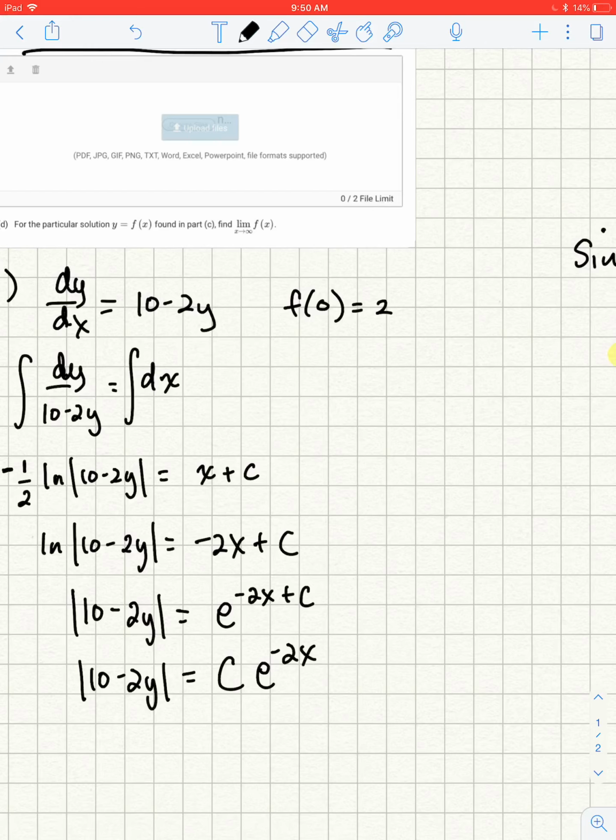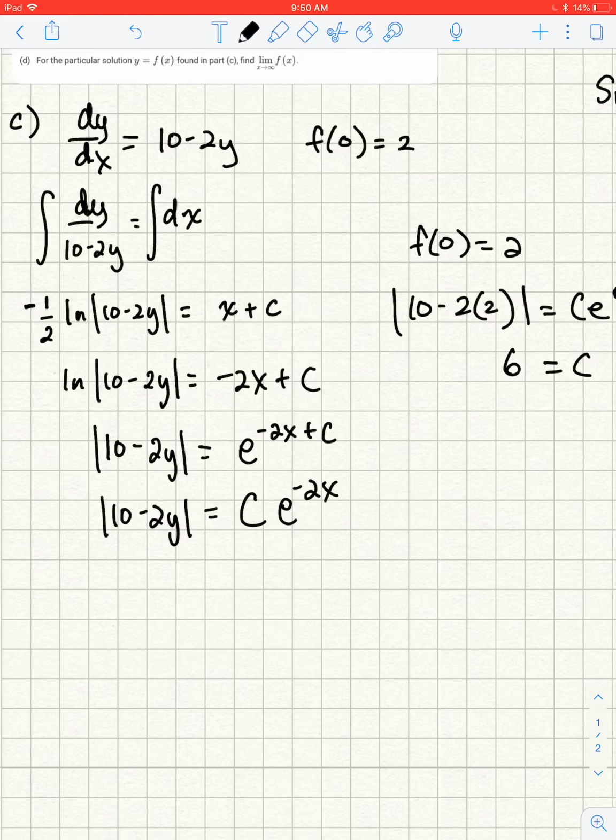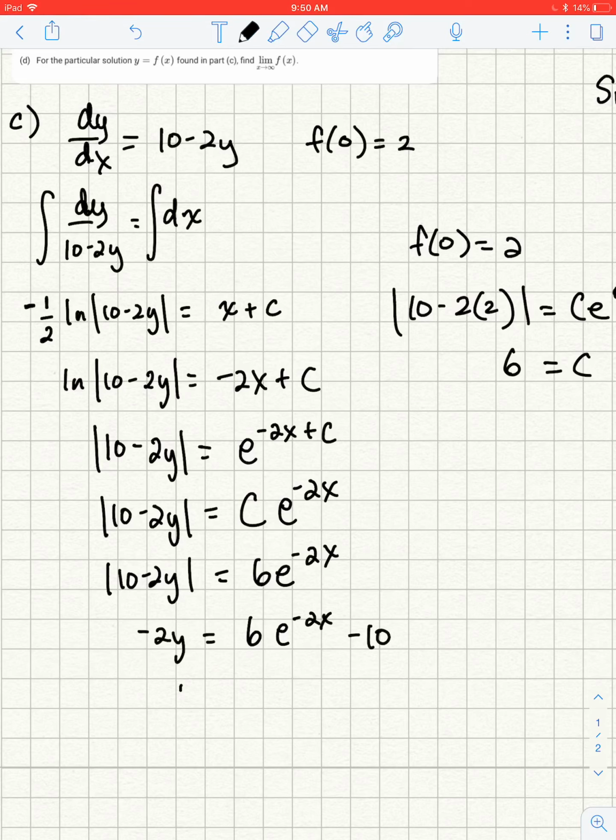All right, so let's find out what c is. So I'm going to plug in our point, and so I'm going to get 10 minus 2 times 2 is equal to c e to the 0 power, which is just going to be 1. So c in this case is going to be 6. So let's plug that back in. And then all you're doing now is just solving. So I'm going to subtract 10 from both sides, and then divide everything by -2. So I get y = -3e to the -2x plus 5.